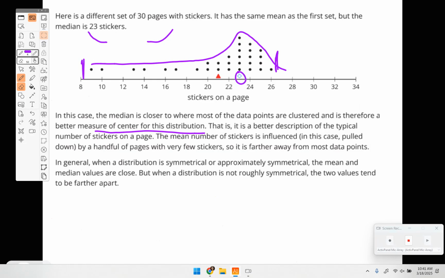Right there. You can also tell, like we did two weeks ago, highest frequency. Would that be an accurate description, highest frequency? Yeah, my highest frequency is right here, and that was also the median.